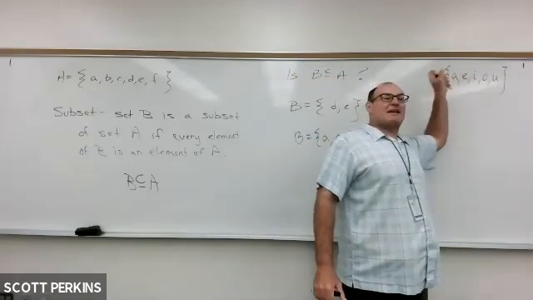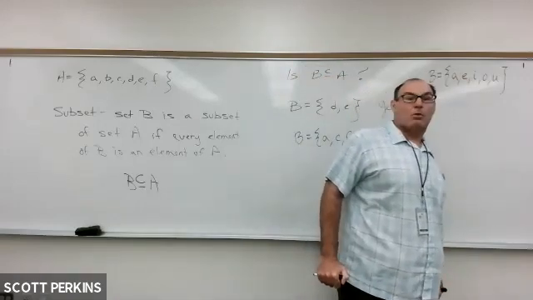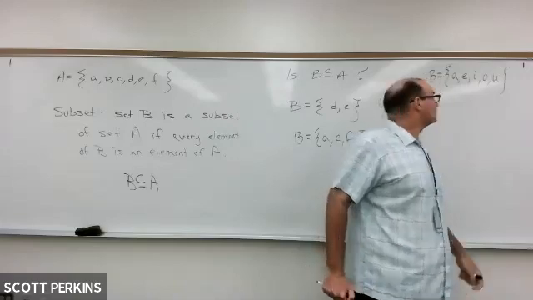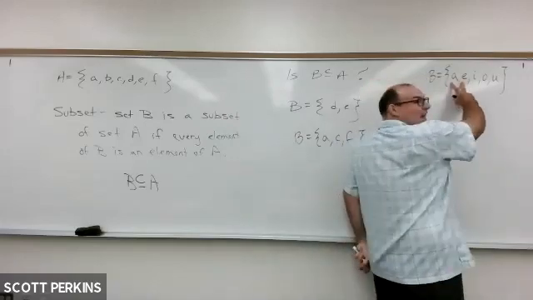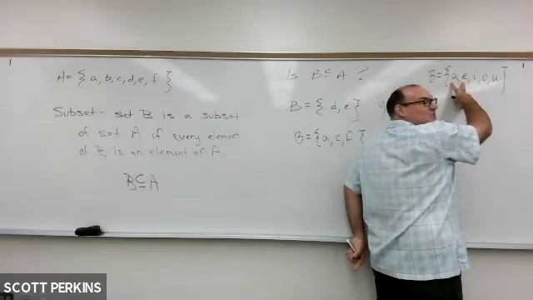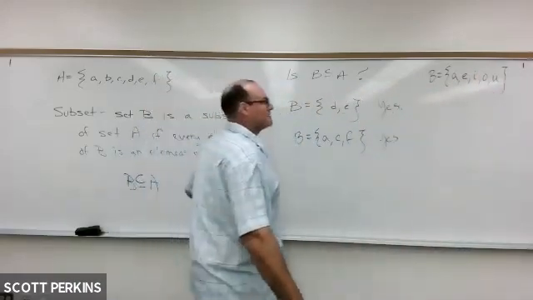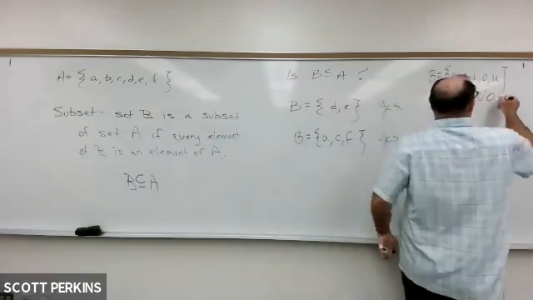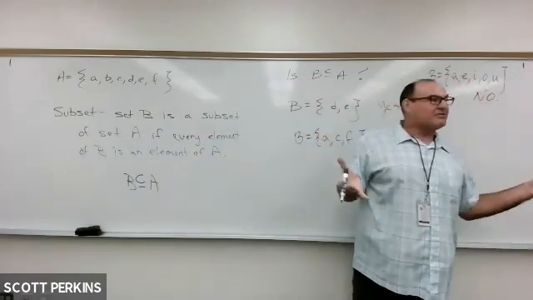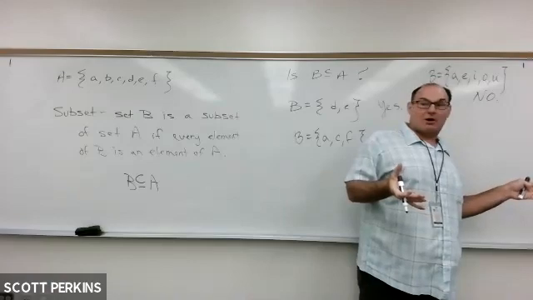Is this one a subset? Yes or no? Why not? Right. Even though A and E are in set A, doesn't matter. I, O, U, there's no I, O, and U over here. So this is a no. Do you kind of get the feeling for what a subset is? Are we doing all right?